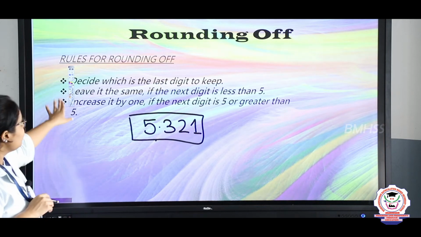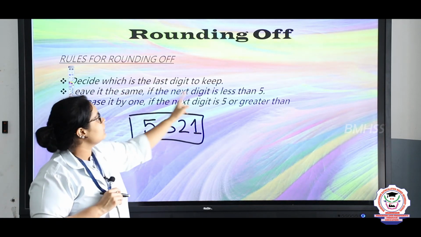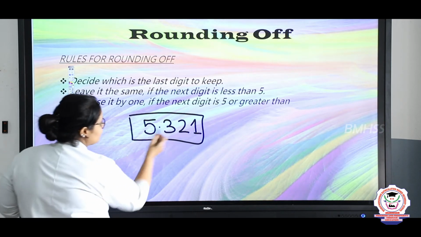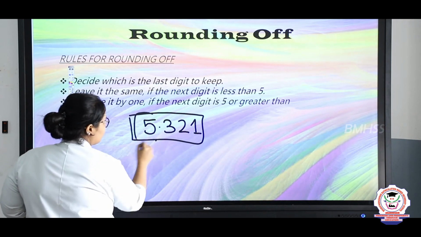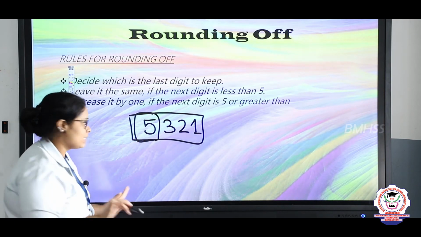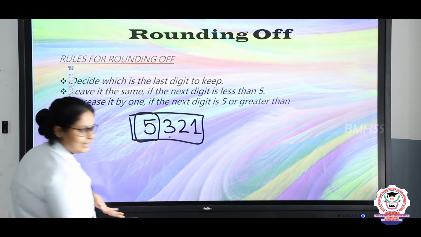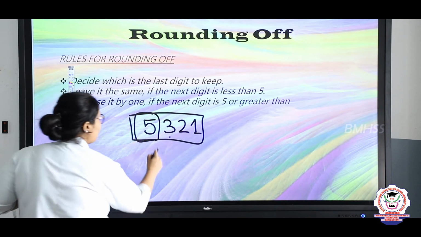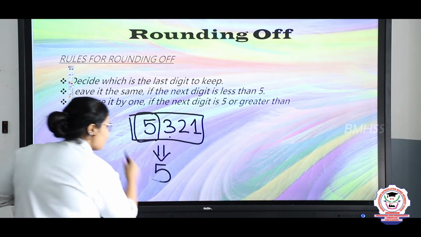Second is leave it the same if the next digit is less than 5. For example, now this value I want only till the first place value. I don't want any decimals. So, this is less than 5, right? So, if I want to round off, the rounding of this will be only 5.